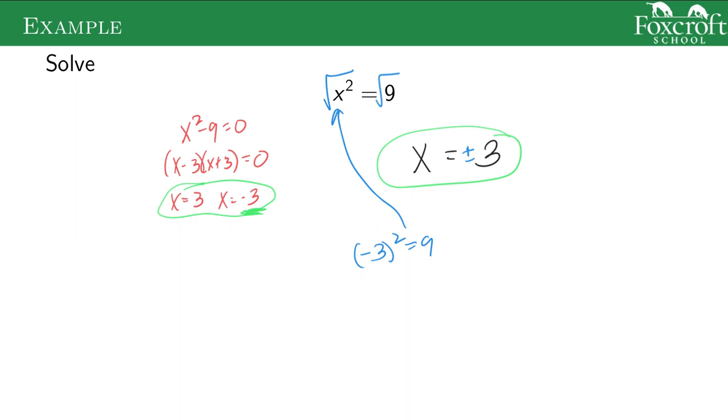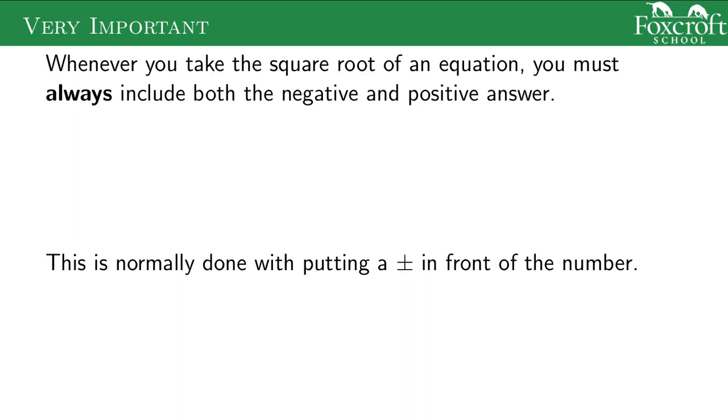So this is an extra thing you have to remember. Whenever you're using square roots to solve an equation, you have to add this plus or minus. And this is what this slide is going to say. You always have to include that negative and positive answer. We normally do that by putting a little plus or minus in front of the number whenever we take the square root. So there's one extra thing you have to remember whenever you're using square roots, because just the way they function with squares, it actually gives you 2 answers instead of just 1 answer.